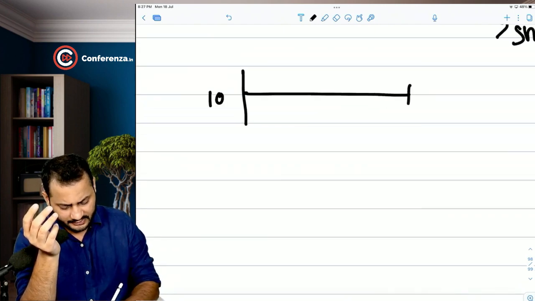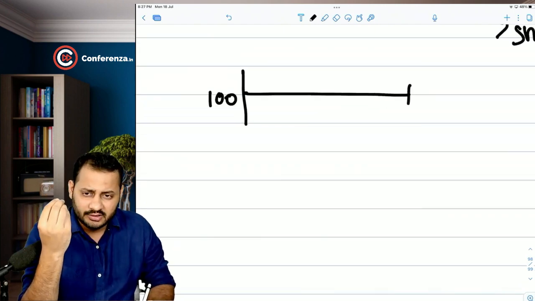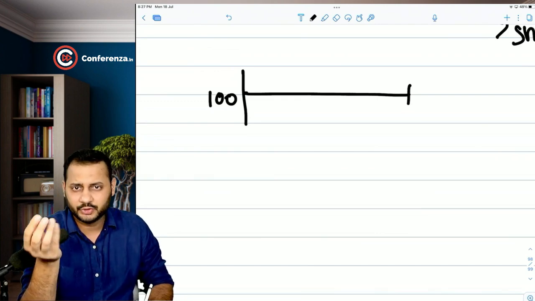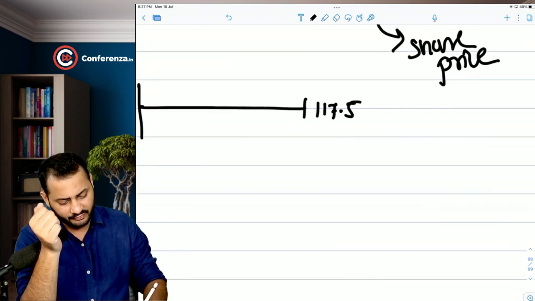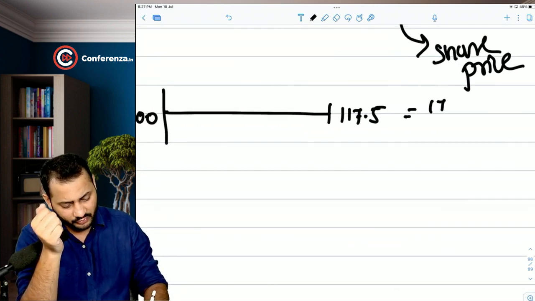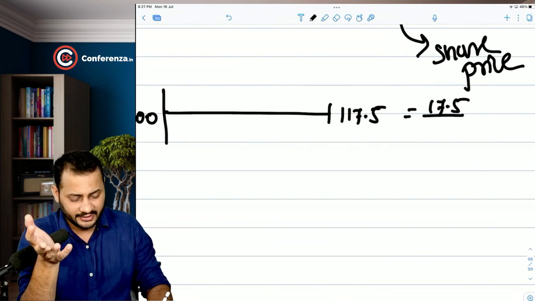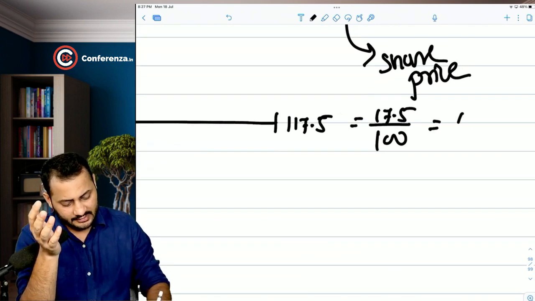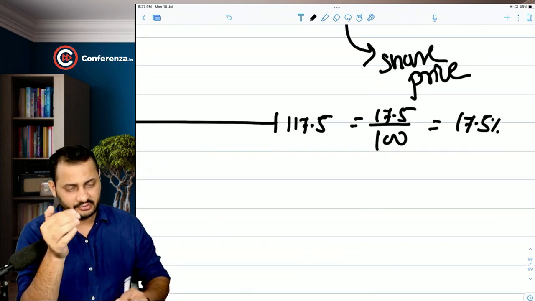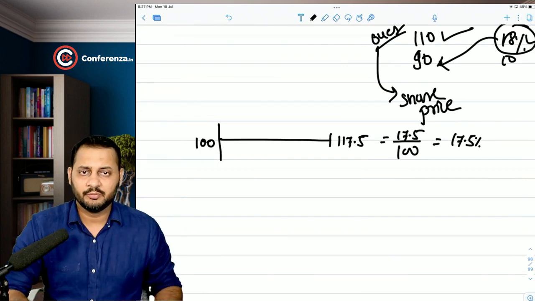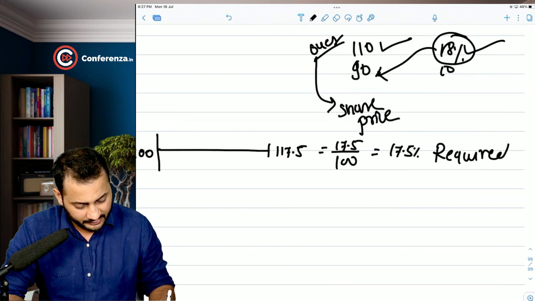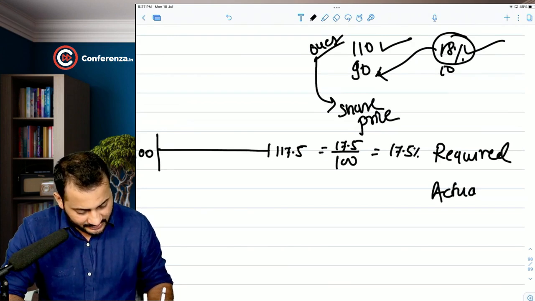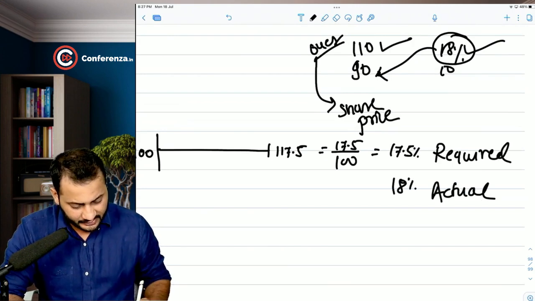Let's say you have purchased the shares. Let's say you are expecting that the share should cost you 100 rupees and at the end it will be 117.5, and that's how you have calculated 17.5 rupees of the gain on 100 rupees, and that's why you are saying that the return is 17.5%. This is the required return. Am I right? But the actual return, now let's do the reverse calculation, is 18%.